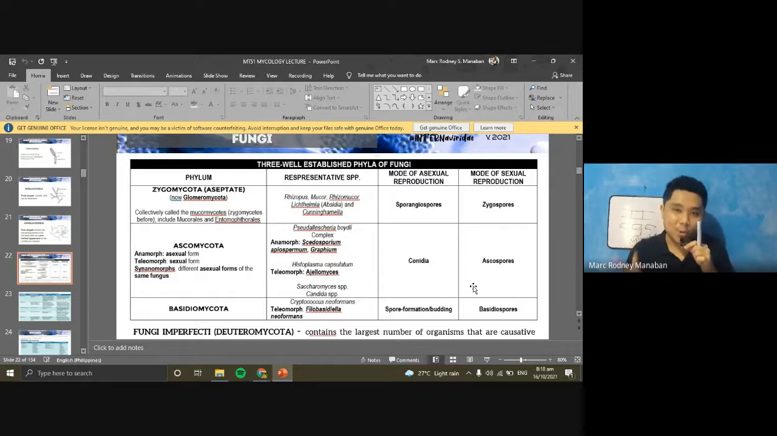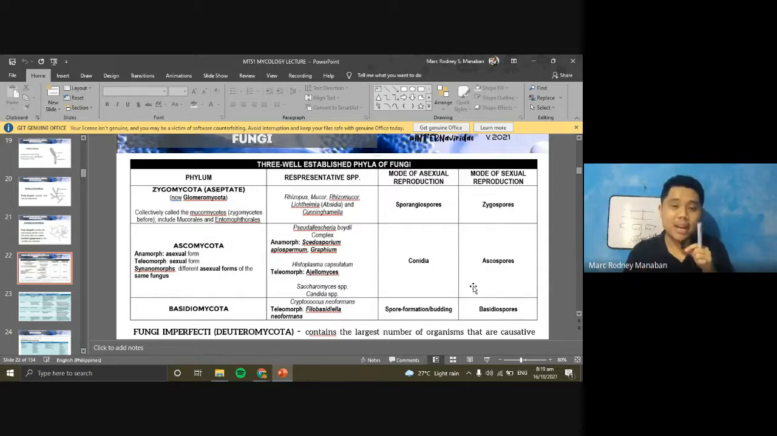So when you say an anamorph, this is the asexual form. The teleomorph is the sexual form. And the synanamorphs are the different types of anamorphs. So for example, the teleomorph is, for example, Pseudallescheria boydii.